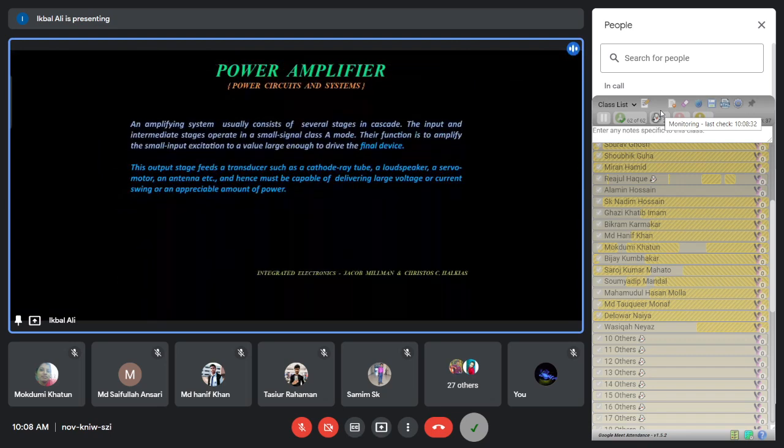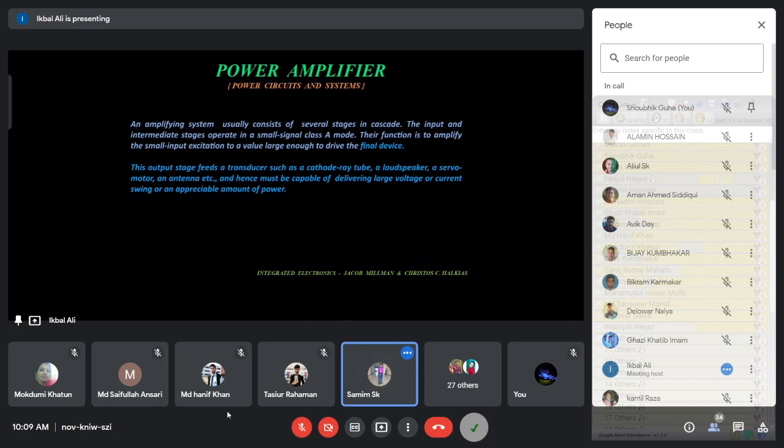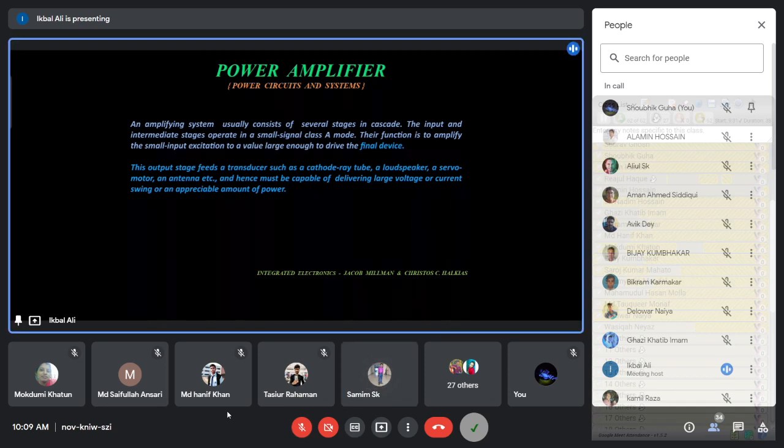Have you got the power amplifier? What is a power amplifier? It is slightly different from the conventional amplifiers, just like the small signal class A amplifiers. The power amplifier is for the final stage of the amplifying system. Have you understood the idea? Has everybody got the idea? Is there any question regarding this?